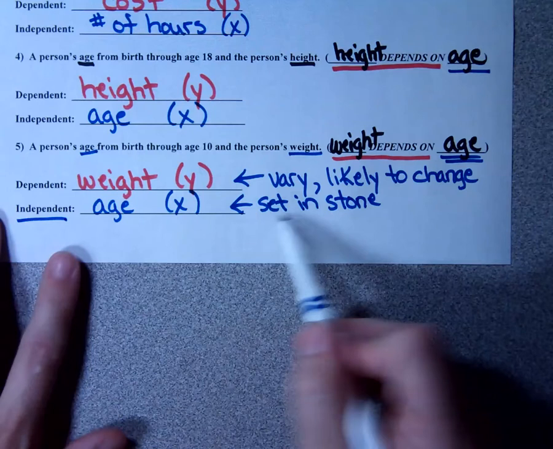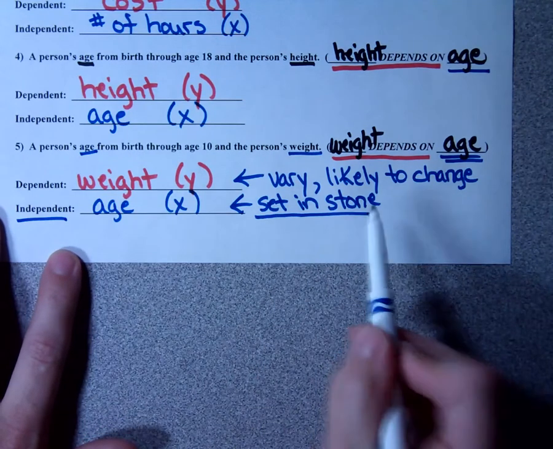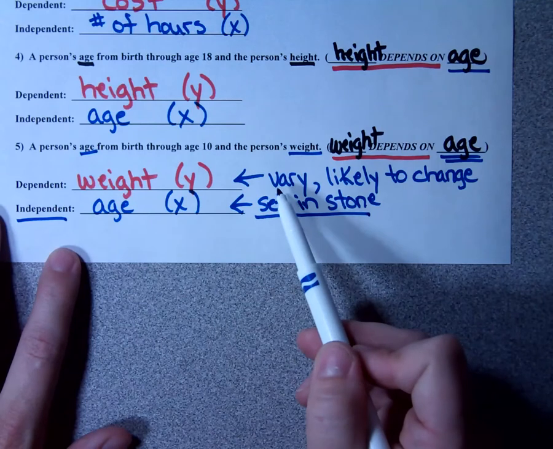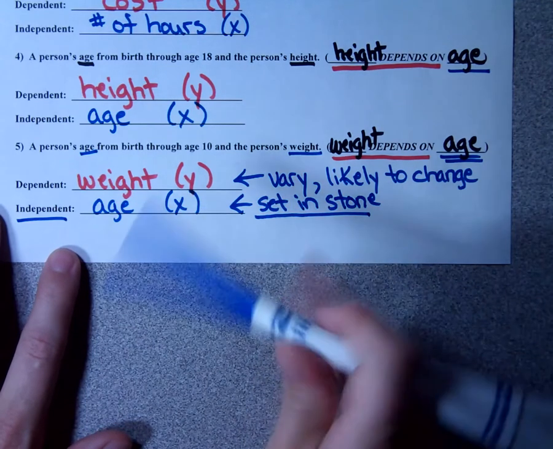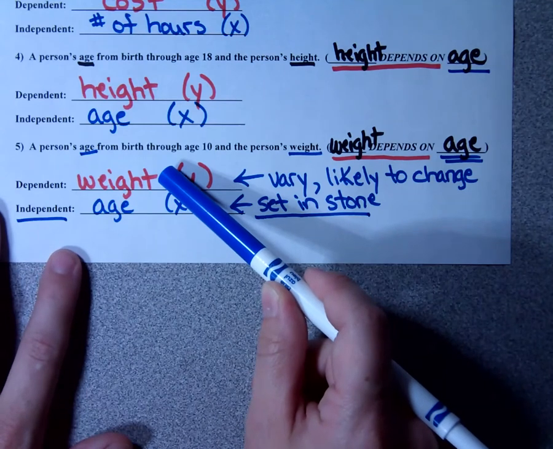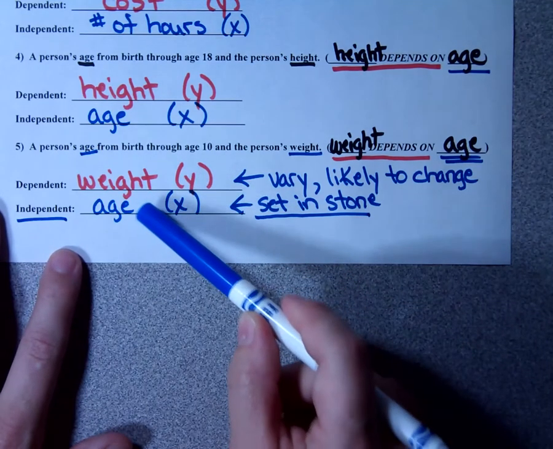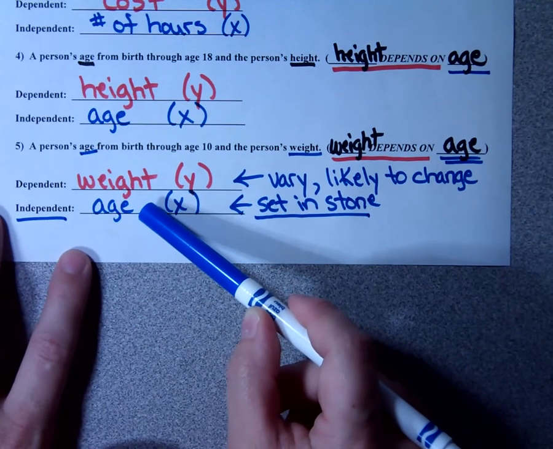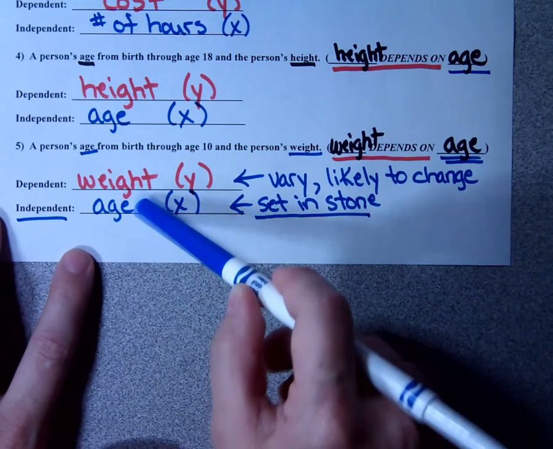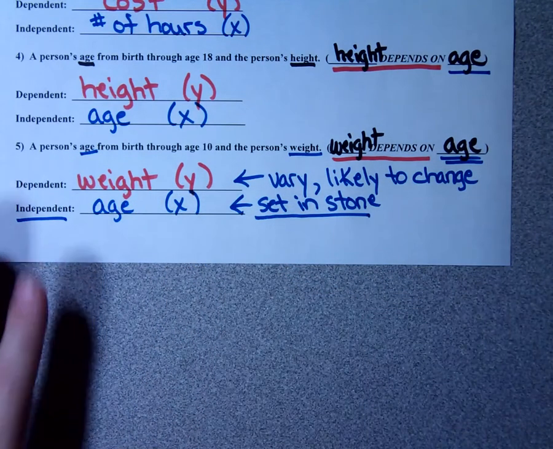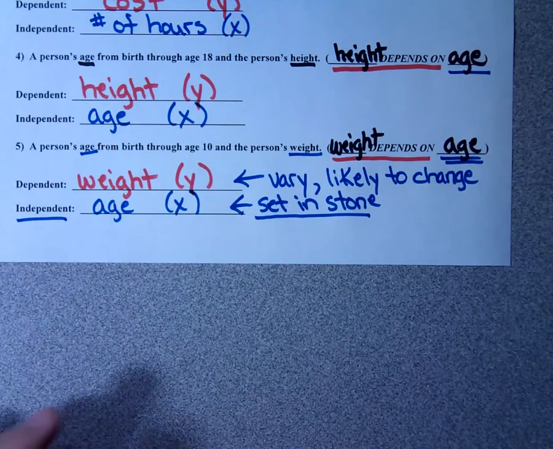So your independent variable is something that's more likely to be set in stone, and your dependent variable is something that's more likely to vary. It's more likely to change. And your weight is more likely to vary, to change over the years, than your age. Your age isn't getting affected by anything unless you have some tragic accident or illness. Okay, so age is something that's solid, consistent. You just get a year older every single year. Okay, let's try some more.